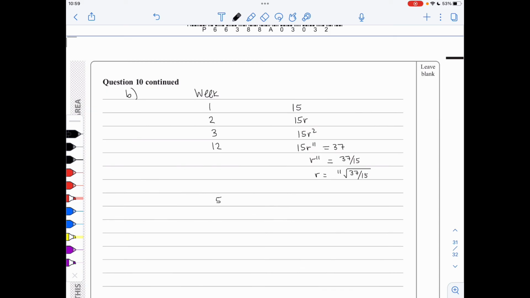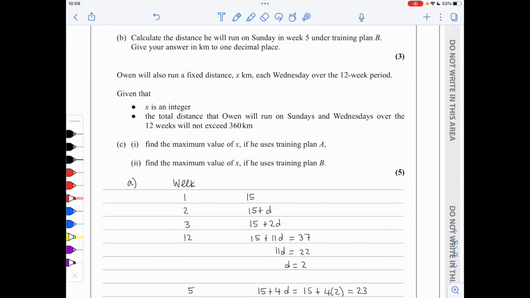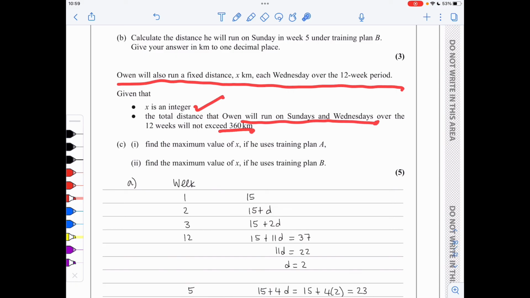So in week 5, it's gonna be 15R to the power of 4, which is 15 times the 11th root of 37 over 15 raised to the power of 4. And this is giving me 20.8 kilometers. So in C, we're told that Owen will also run a fixed distance of X kilometers each Wednesday over the 12-week period. We have been told that X is an integer, and the total distance he will be running on Sundays and Wednesdays will not exceed 360 kilometers. And we need to find the maximum value of X under plan A and then under plan B.